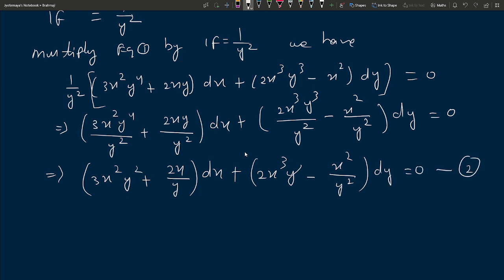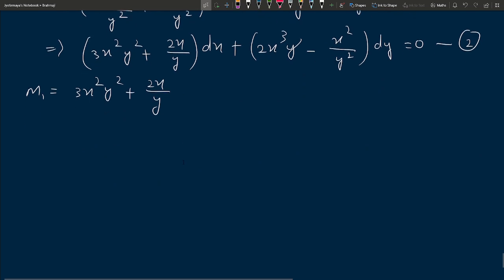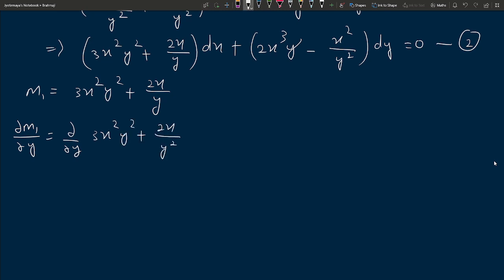Now call it equation 2. Okay, so now my new M, that is M1, is 3x square y square plus 2x by y. So what is del M1 by del y? Del M1 by del y equal to the partial derivative with respect to y of 3x square y square plus 2x by y.